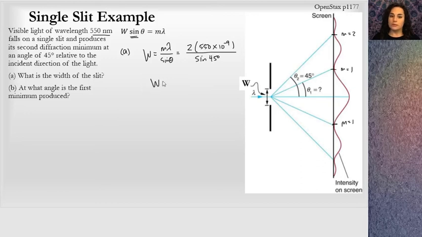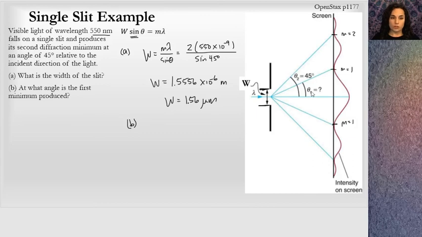So very simply and directly, I can solve for the width of this single slit, and I get 1.5556 times 10 to the negative 6th meters. This I would simply recommend representing in micrometers, 1.56 micrometers. So that's how wide that slit is, 1.56 micrometers. So pretty tiny. Part B asks, at what angle is the first minimum produced?